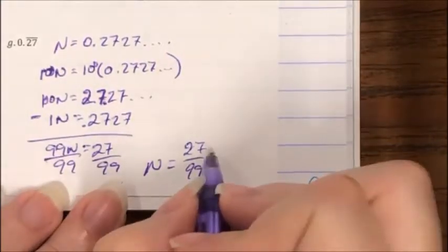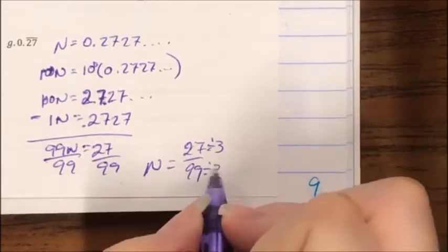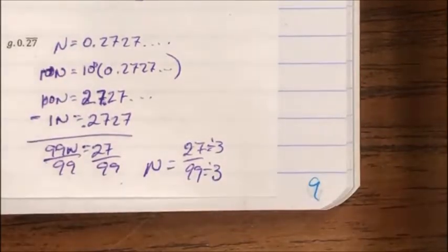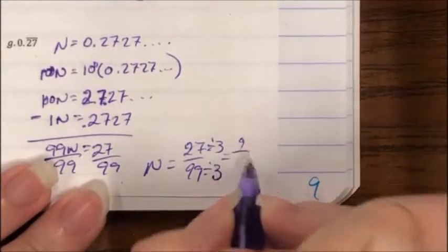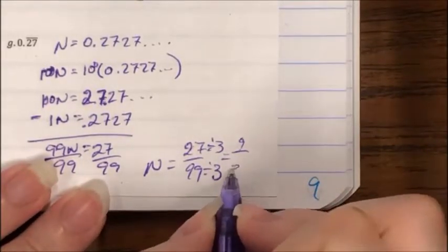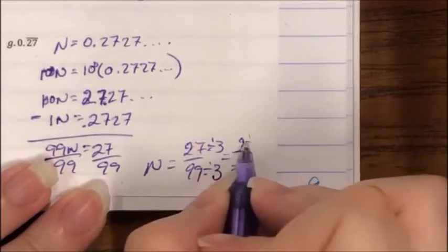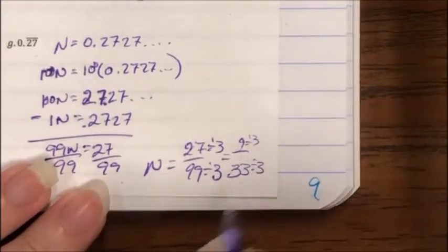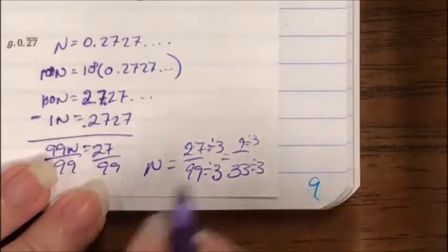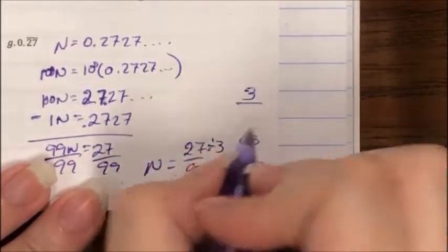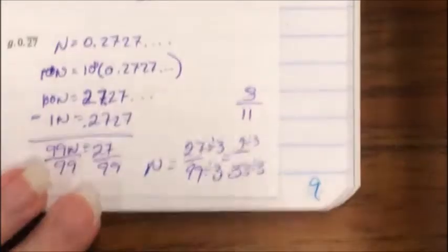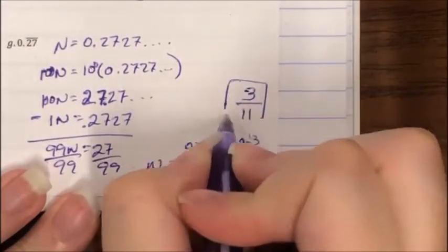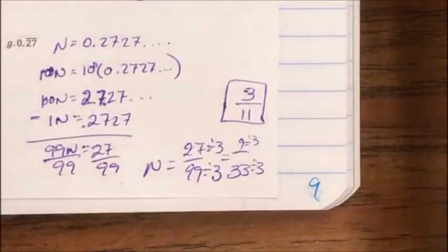However, both of these are divisible by 3. 27 divided by 3 is 9, and 99 divided by 3 is 33. These are also both divisible by 3. So I end up with 3 11ths. And that's my final answer, 3 11ths. Okay. And that is the end of chapter 1, lesson 1.